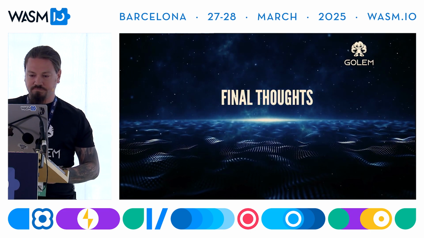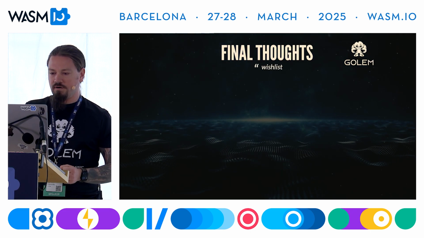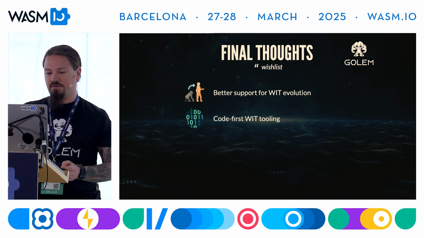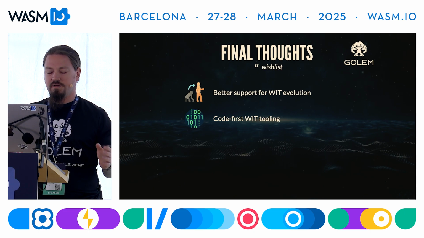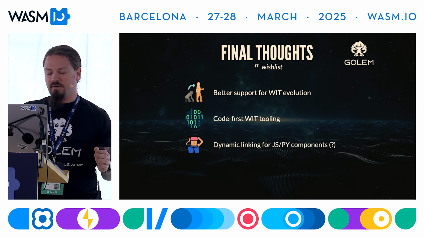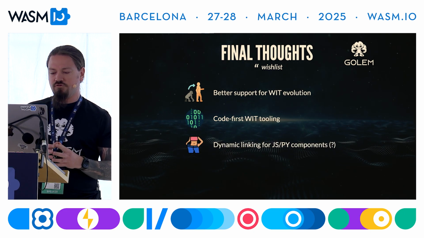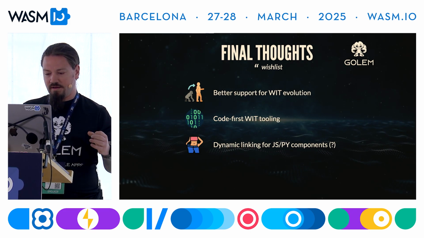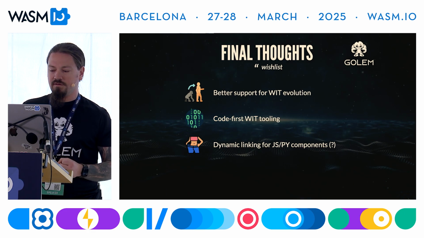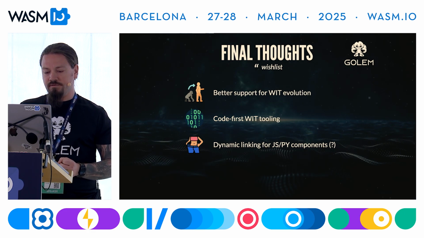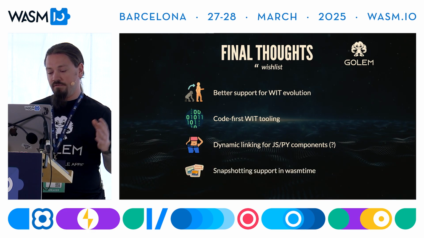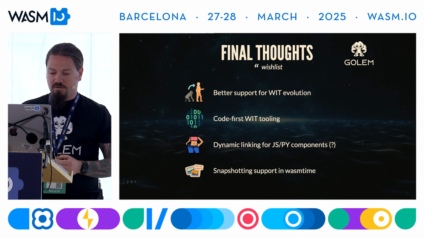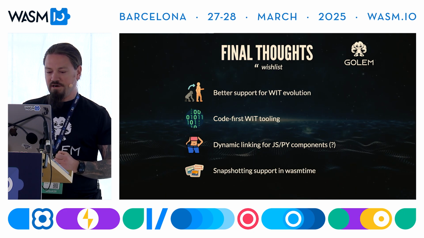And finally, a few things, or I could say a wish list. Better support for WIT evolution is one thing. Code first WIT tooling is another. And also some kind of solution for JavaScript and Python components being so big. I'm not sure what exactly the solution will be, but that is something that would be nice to be solved in the near future. And also, if Wasmtime would support that snapshotting that I was talking about, that would be nice, because then I wouldn't have to figure out how to do it properly.